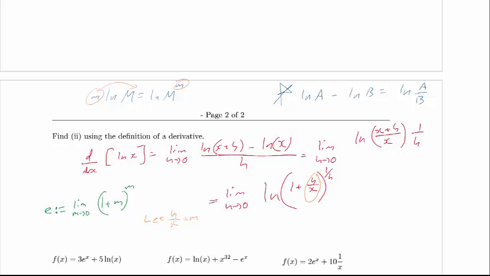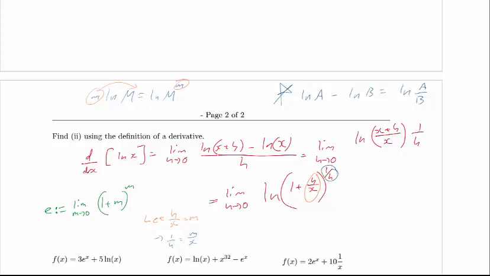Now note we can rewrite this expression so that 1 over h equals m divided by x. And so that is going to take care of this one right there. So we're going to make those substitutions.